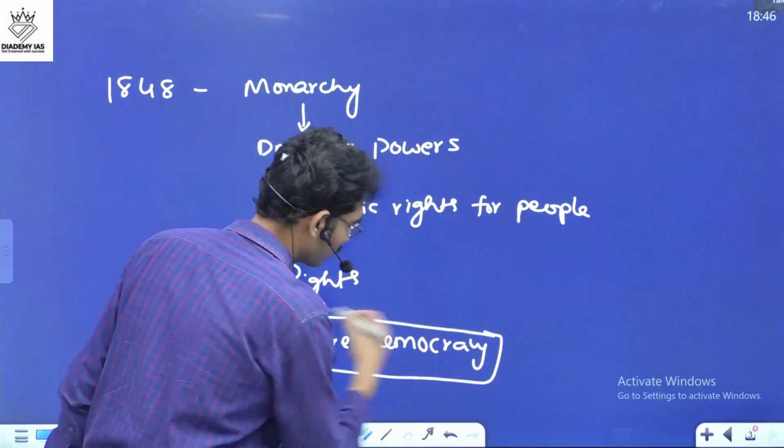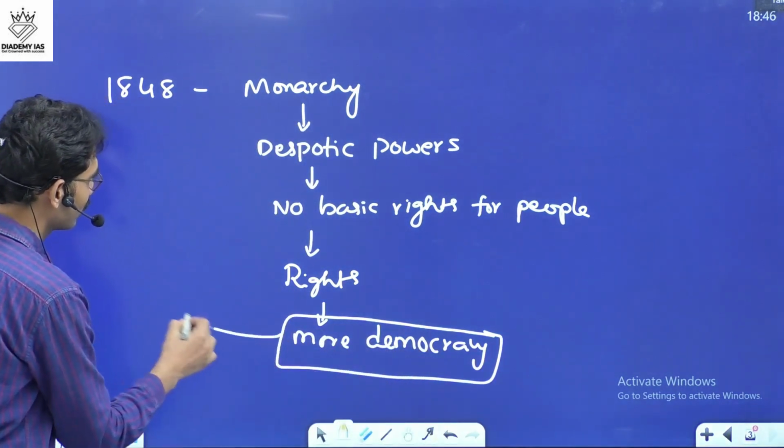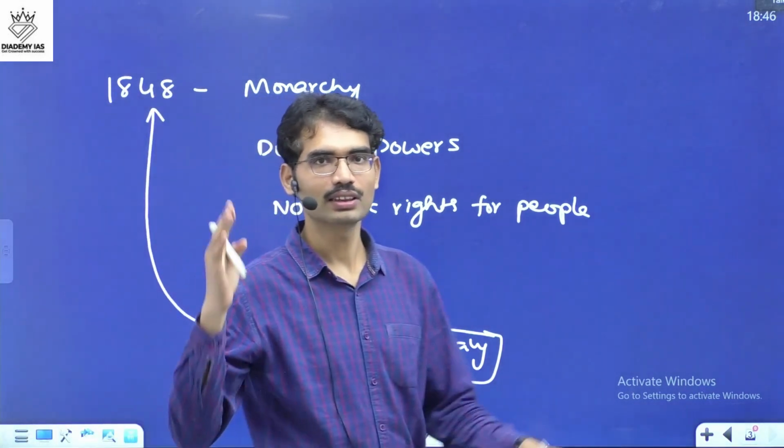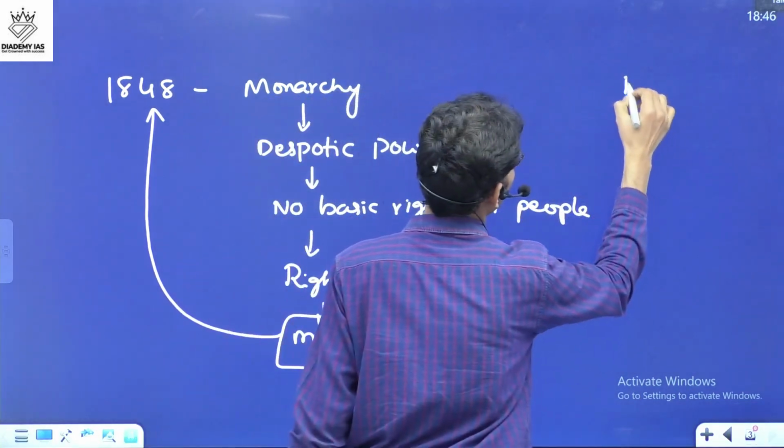So this is why people were urging for more democracy. Now when monarchs were not listening, the European Revolution took place. That is the first part of the question. The second part is about nationalism.